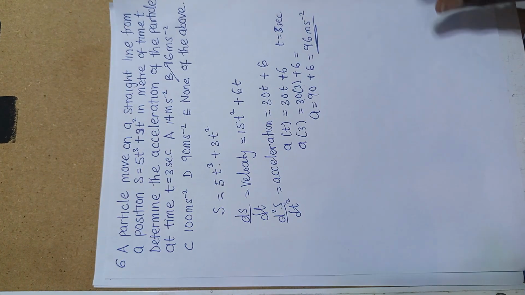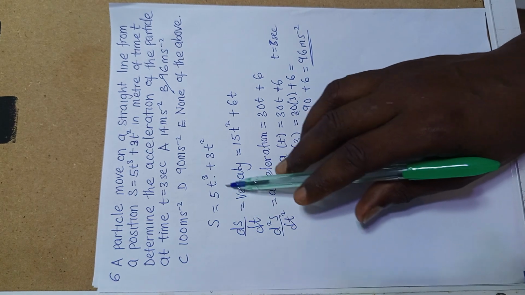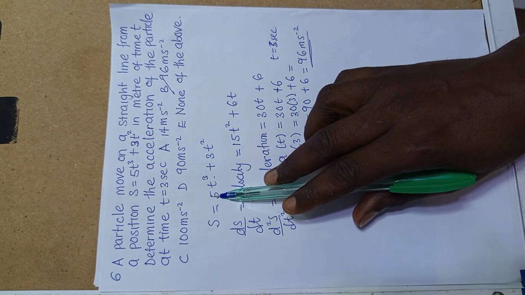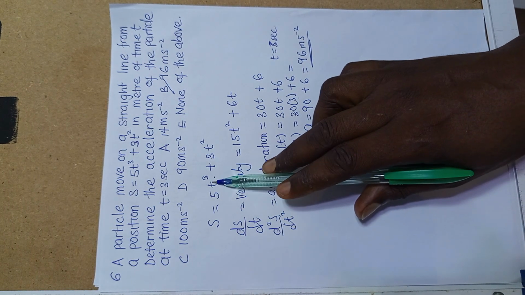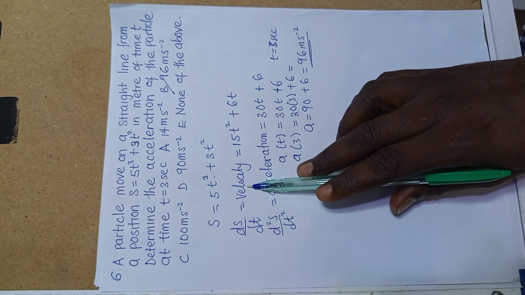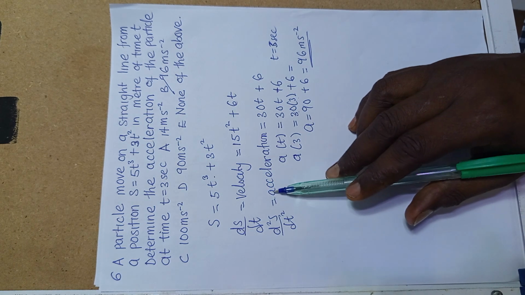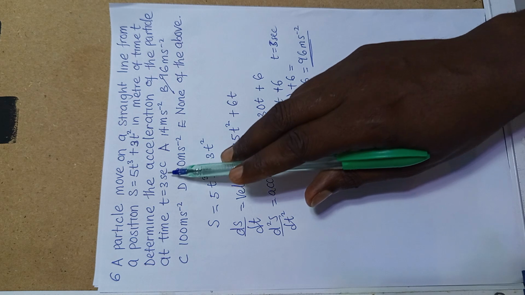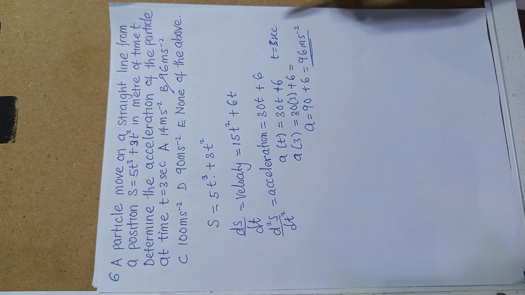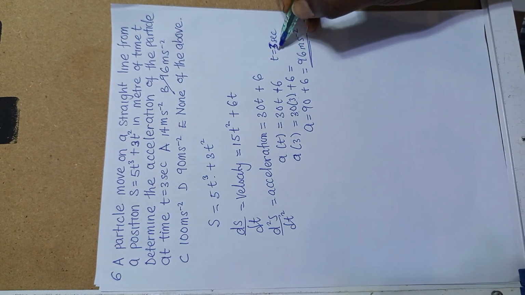This is the differentiation of what? The first derivative of this distance is equal to what? The position vector's first derivative is velocity. The second derivative is acceleration. Then they give us t equal to 3 seconds.